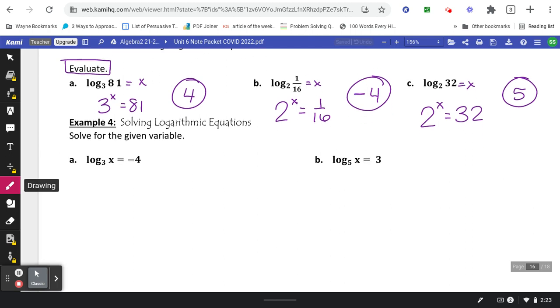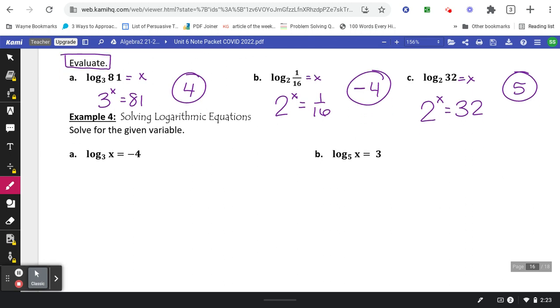All right, now we're solving the equations. Now the X is already part of the problem, and we're just going to have to rewrite it and solve. So we're not able to cancel any of the logs here because you don't have one on each side. You just have one log, and you can only cancel if you have one on each side. So we're going to instead rewrite, just like we did above, 3 to the negative fourth equals X.